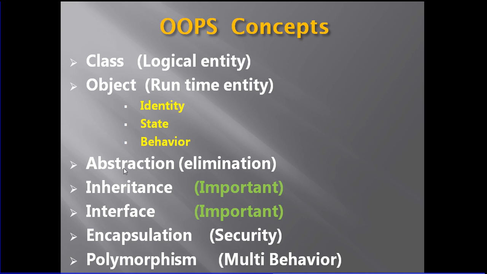Now let me tell about abstraction. What is an abstraction? In these words we cover every concept: class, object, abstraction, inheritance, interface, encapsulation, polymorphism. Every word contains its own meaning. Class means that student class, like that. Object means the identity and state, like that.